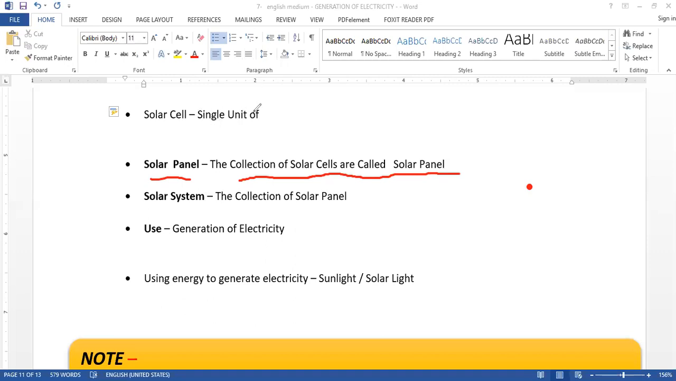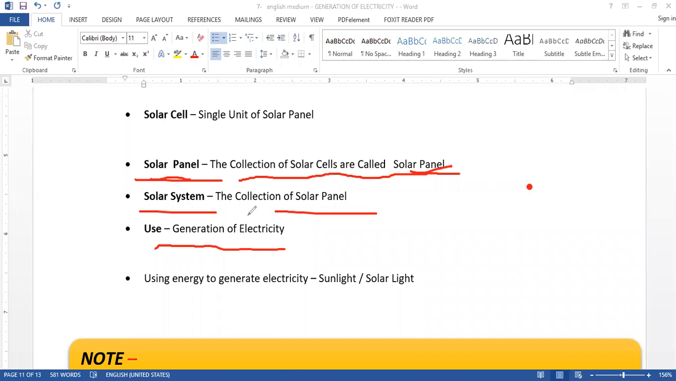Right, solar cell means single unit of solar panel. And the collection of solar cells is called what? Solar panel. The collection of solar panels is called what? Solar system. And what is the usage of this one? Generation of electricity.